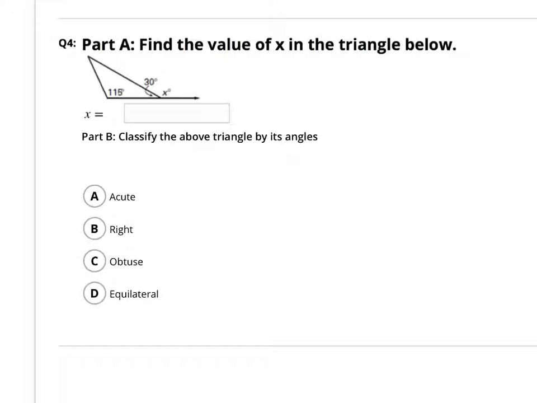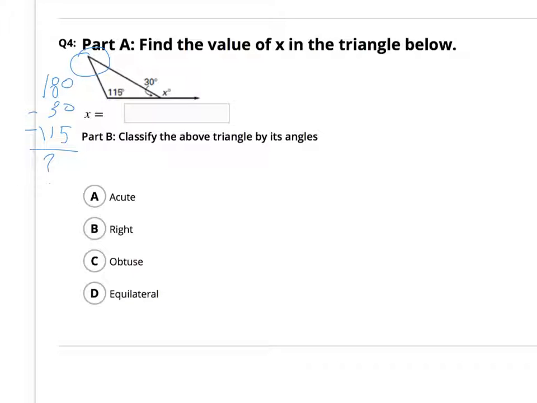On question number 4, we want to again find x. The only difference is this time x is this outside angle. All right. So to get this angle, you add these two angles together. Problem is, we don't know what those are at the moment, do we? Well, you can figure it out. You've got two of the angles, so if you just take 180 degrees, subtract 30, subtract 115, that's going to give you this angle up here.